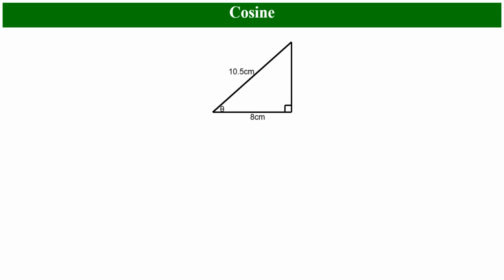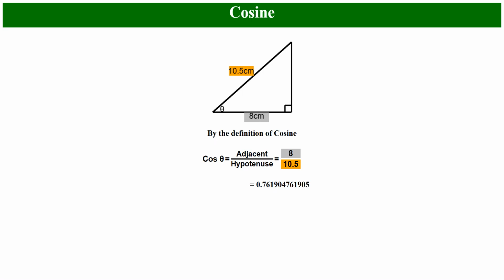Well, we simply proceed in the same way. So write down the definition of cosine. Here, that will be cos of theta is equal to the adjacent over the hypotenuse, which is 8 over 10.5. We can now do that division on a calculator. If we do that, we get this 0.761.